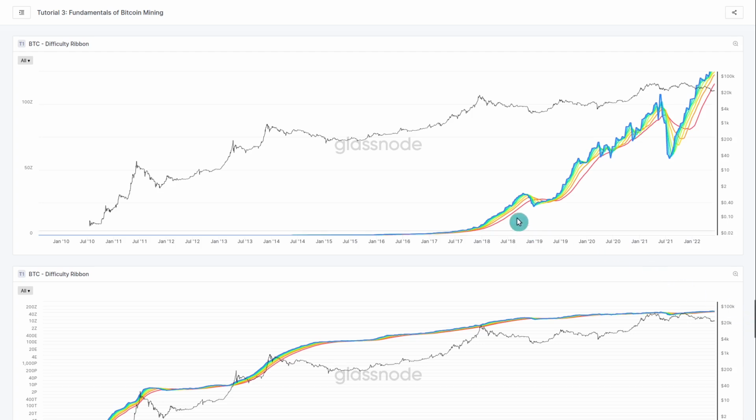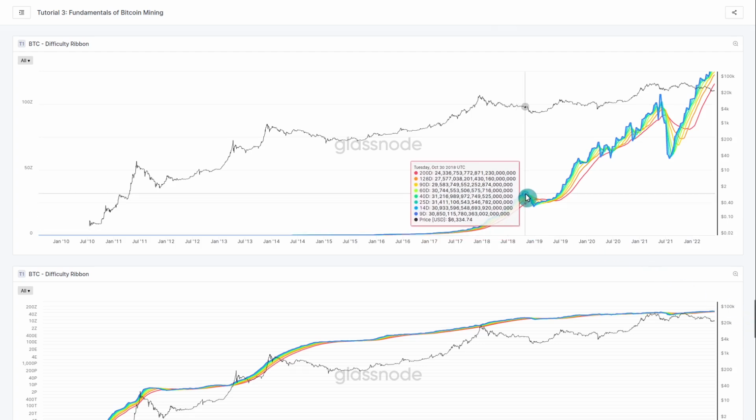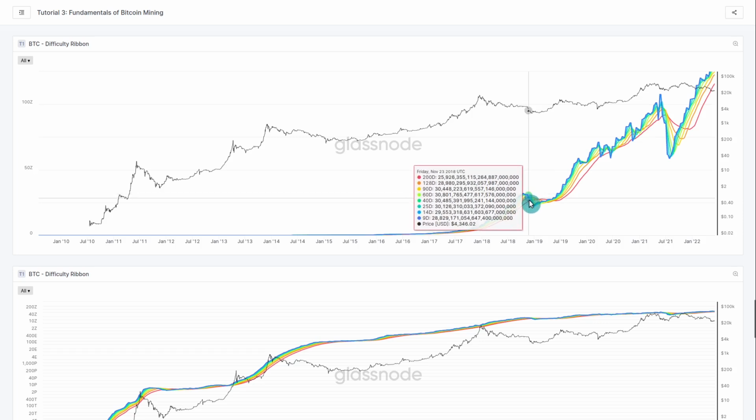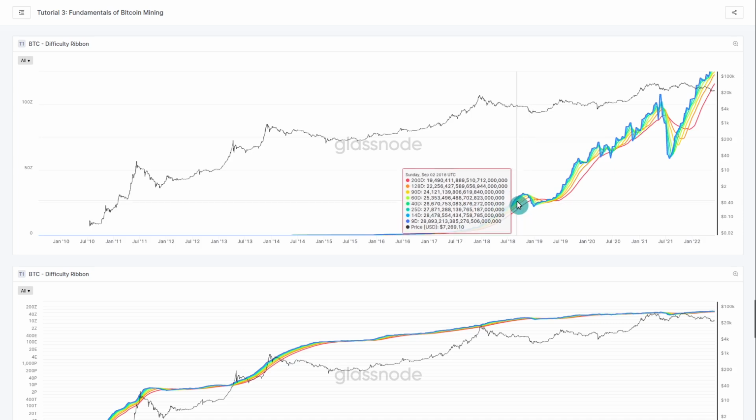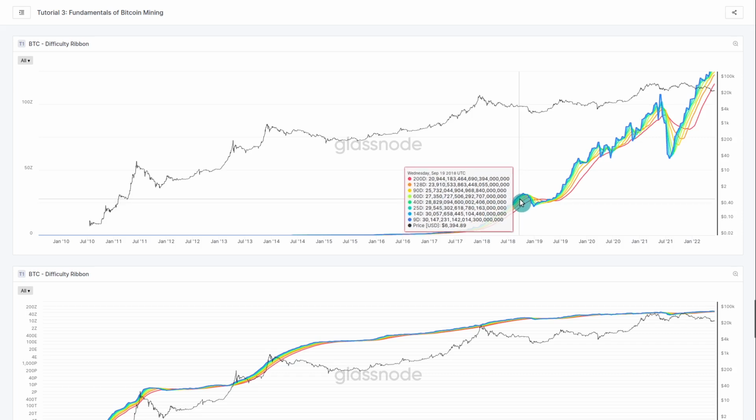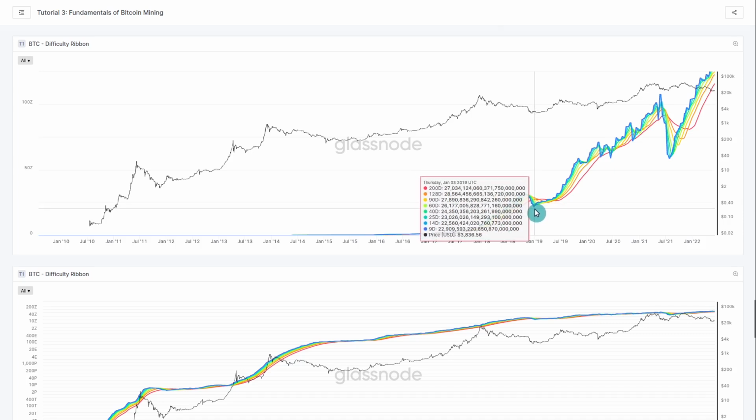Now, as those miners turn off, the difficulty will start to adjust down. And we can actually see that the faster ribbons, the difficulty ribbon is just taking moving averages of difficulty. And we have everything ranging from the 9-day up to the 200-day. So the bluer curves are the fast ones, the red curves are the 200-day and the 128, which are much slower. And as this capitulation takes place, the faster moving averages will descend below the slower ones.